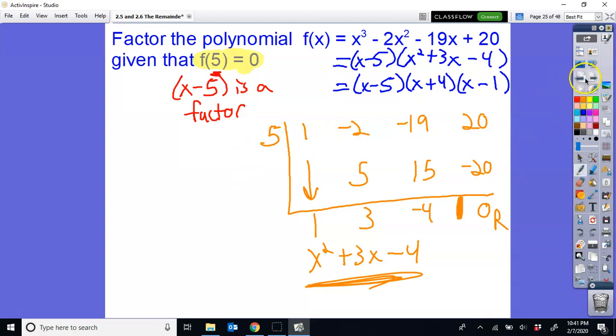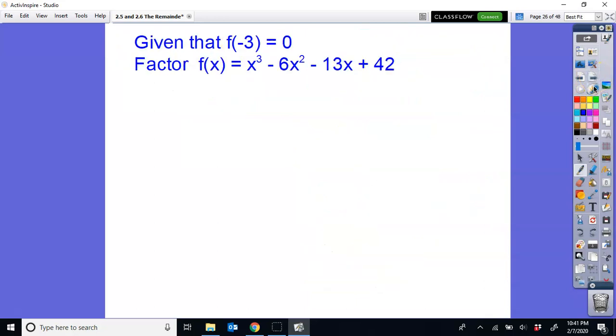So let's do one more to practice, and then I'll leave you some for practice for homework. Given that f of negative 3 equals 0, factor this polynomial f of x equals x cubed minus 6x squared minus 13x plus 42. So what I want you to do is go ahead and think about what that first statement tells me. If I know negative 3 makes it equal 0, what do I know about a factor?